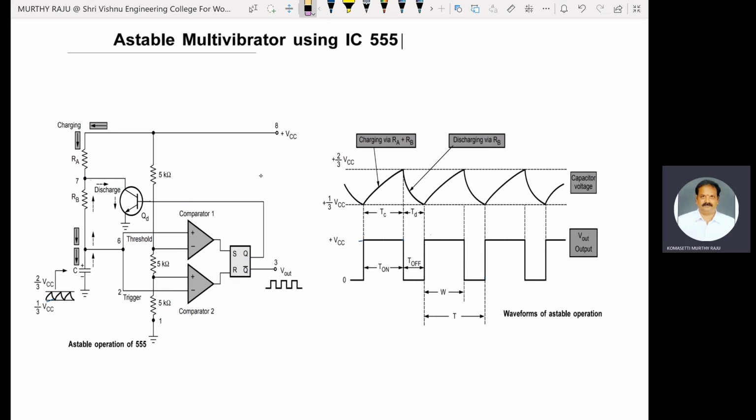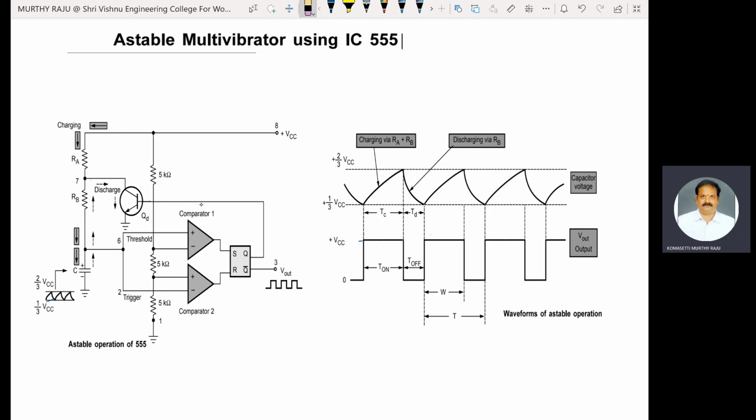In this video, I will explain the operation of an astable multivibrator using the IC555 timer. Here in this circuit diagram, two comparators are used, comparator 1 and comparator 2, along with an SR flip-flop, a discharge transistor, two resistances RA and RB, and one capacitor.